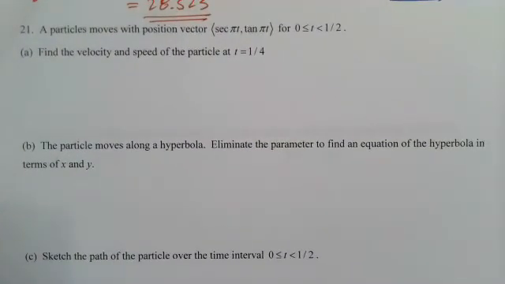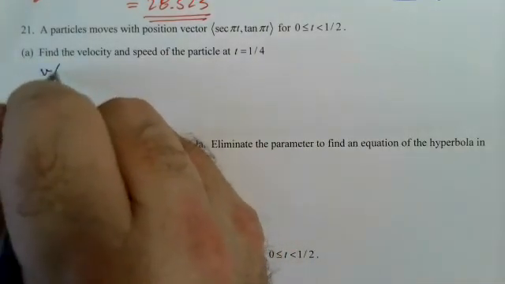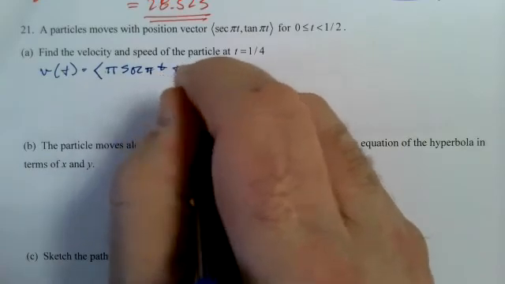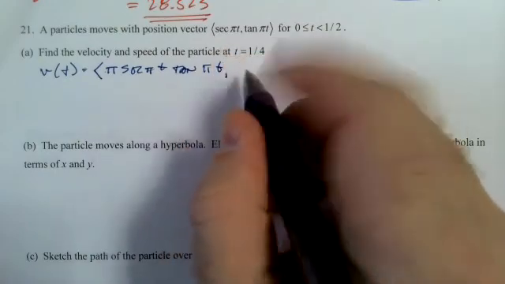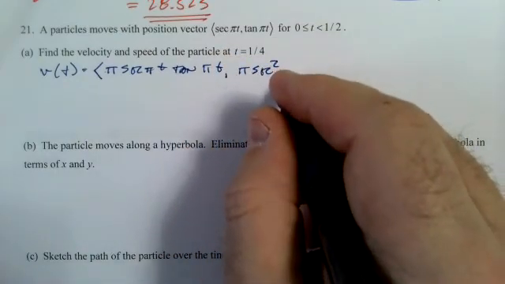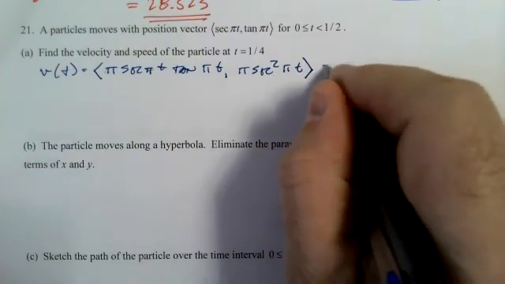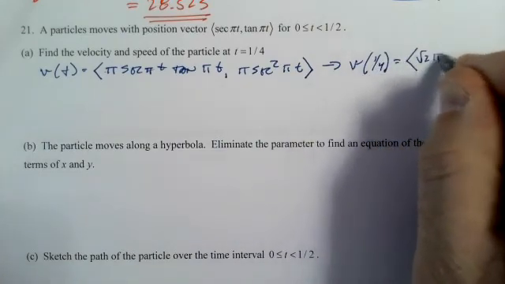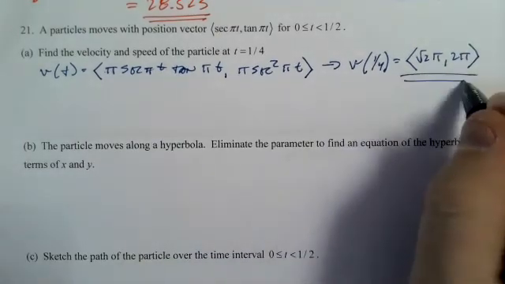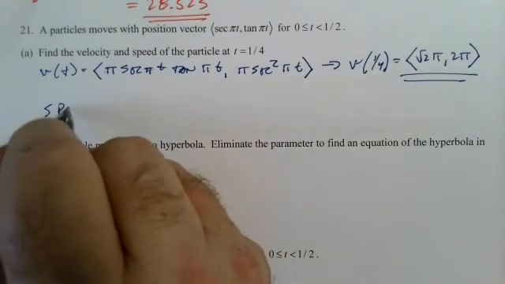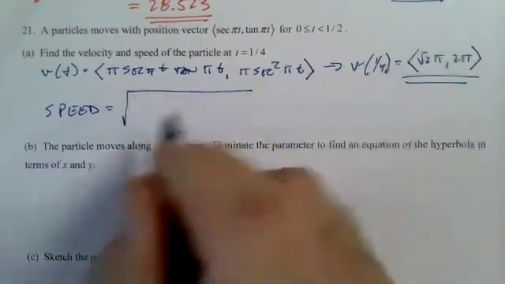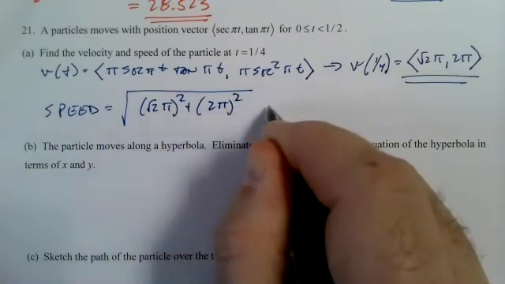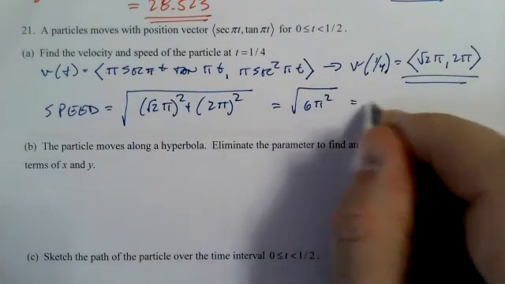Particle moves with position vector, find the velocity and speed. v of t equals pi secant pi t tangent pi t, pi secant squared pi t. v of 1/4 equals root 2 pi, 2 pi. Speed, I don't know if I covered this in class. Square root of these, root 2 pi squared plus 2 pi squared equals root 6 pi squared equals root 6 pi.